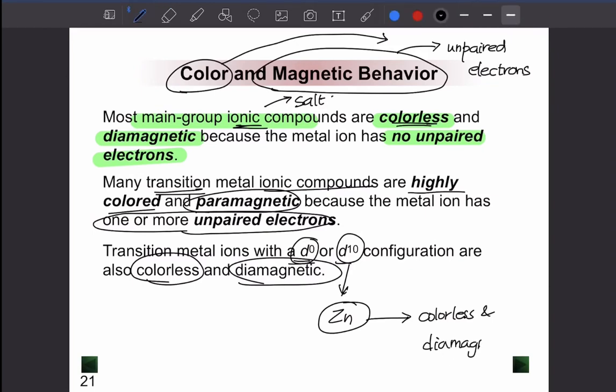What is generally done to change this is that we use zinc as a charged metal, so that it can become paramagnetic and it can gain some color.